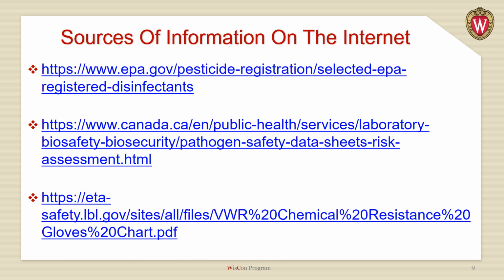Sources of information on the Internet. EPA site. The EPA regulates disinfectants as pesticides. A list of disinfectants and contact times is provided. The next one is the Canadian SDS sheets. Canadian microorganism SDS sheets have good information on the proper disinfectant to use on the respective organisms.